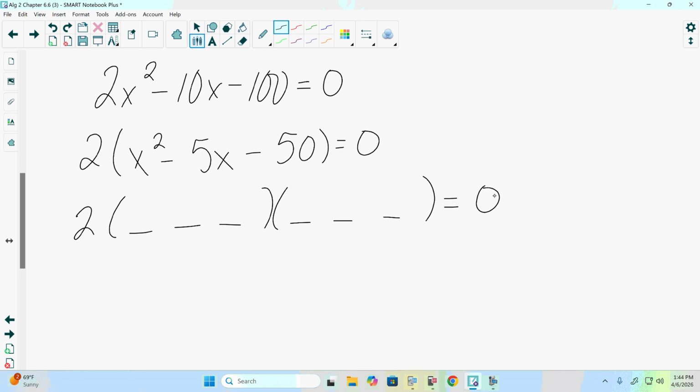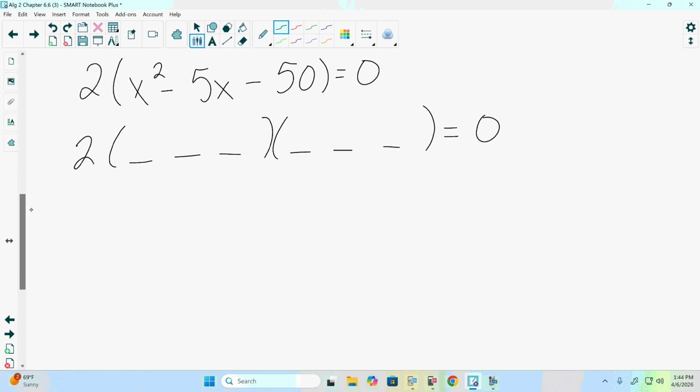Now we're going to find the sign. If the third term is positive, the signs are the same and match the sign of the middle term. If that third term is negative, the signs are opposite. Since our third term, 50, is negative, our signs are opposite. One's going to be plus, one is going to be minus. Now we need to find the factors of the first term. Well, our first term is x squared, and its only factors are x and x.